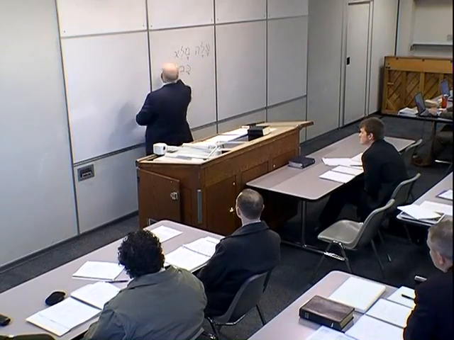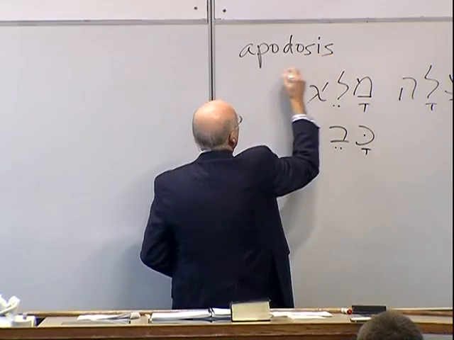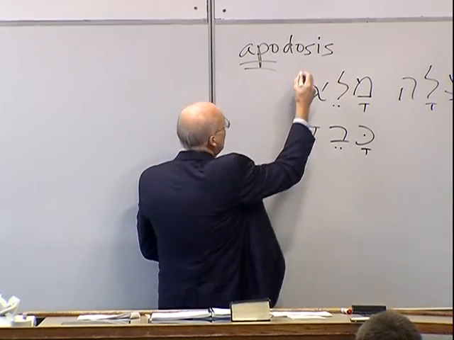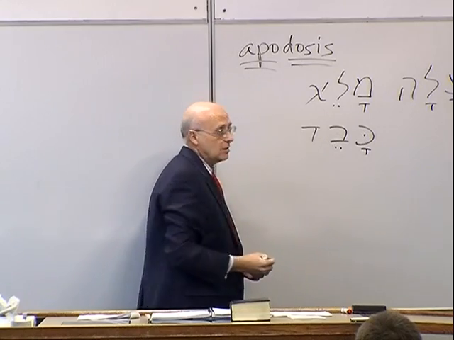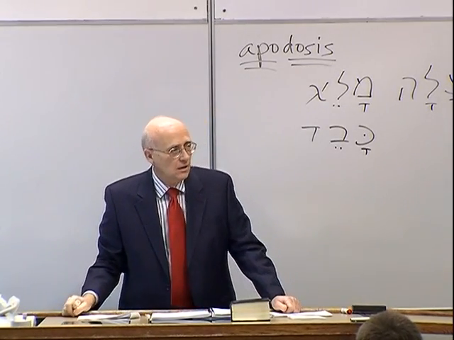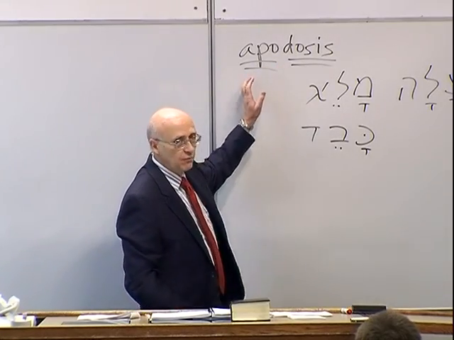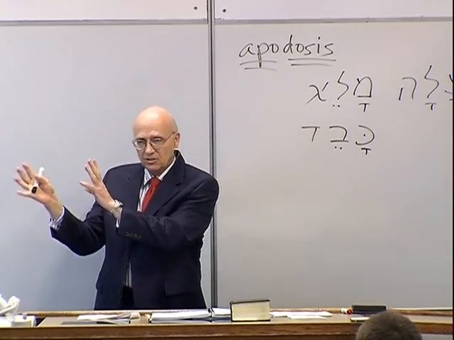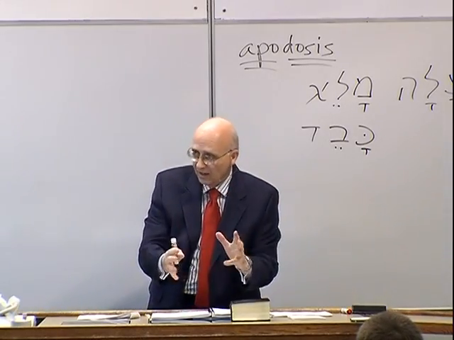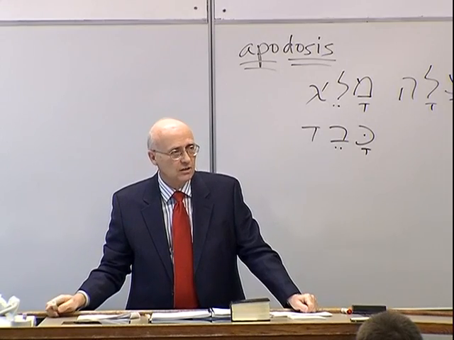Apodosis is A-P-O-D-O-S-I-S. Apo in Greek means what? From. Dosis is a nominal form that is derived from didomi, and didomi has the idea to give. And so it's that which is given from. Given this, if, then given from that condition, then, you see. This is the subsequent, this is the result of the conditional thing.